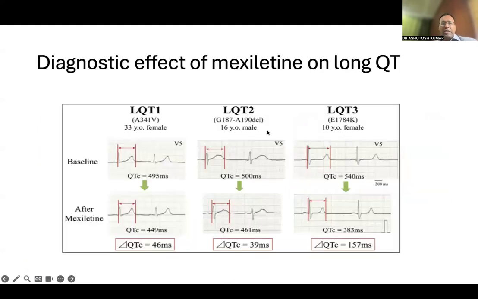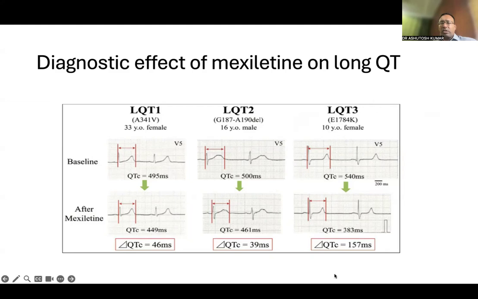Not only that, we have one drug by the name mexiletine, which is available, and when we give this drug to the patient, we can differentiate the phenotype also, long QT1, 2, and 3. In long QT1 and 2, it reduces the QTC interval, but not that much, between 40 to 45 milliseconds. But in long QT3, the QTC shortening is more than 150 milliseconds. So it establishes one of the phenotypes like long QT3, where the QTC is markedly shortening, and at the same time, it gives the prognosis also.